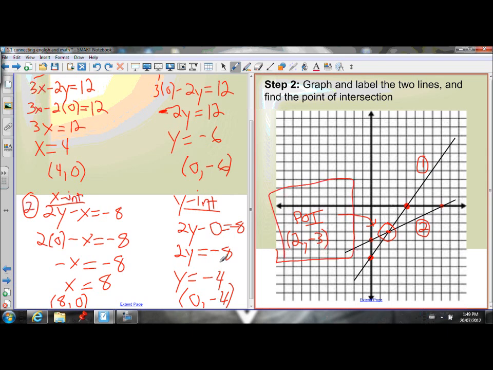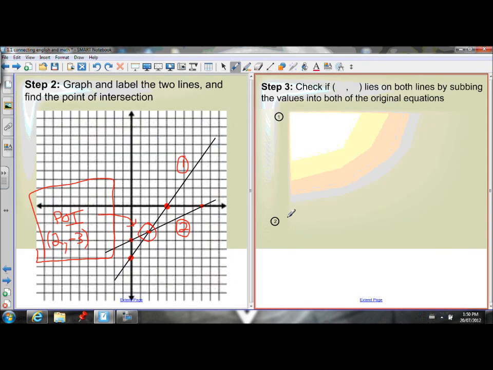So I was able to do that using the intercepts and just extending the lines. Because remember, these lines continue on forever. Okay, they don't stop. Okay, so next step, check and make sure 2, negative 3 lies on both lines to make sure we found the appropriate point of intersection.